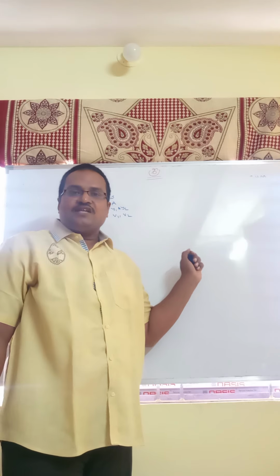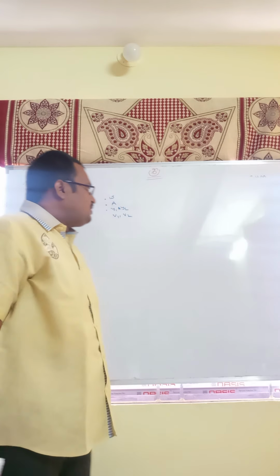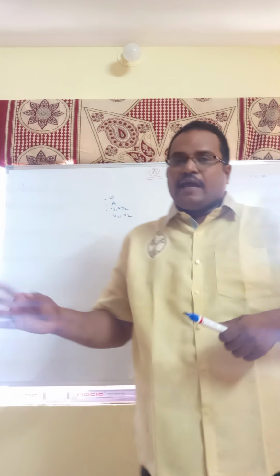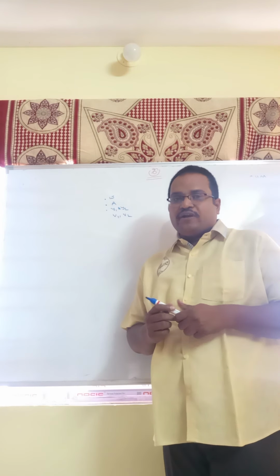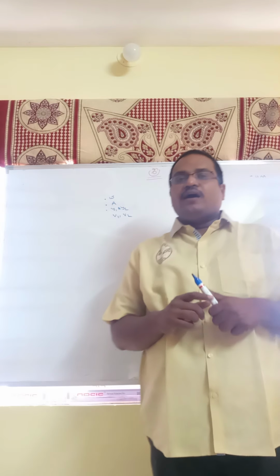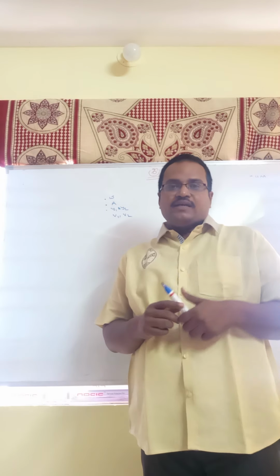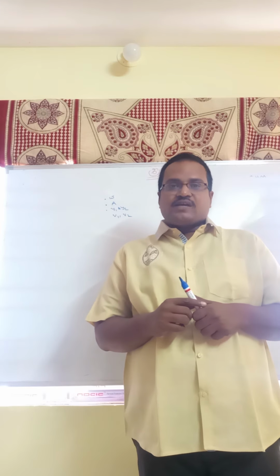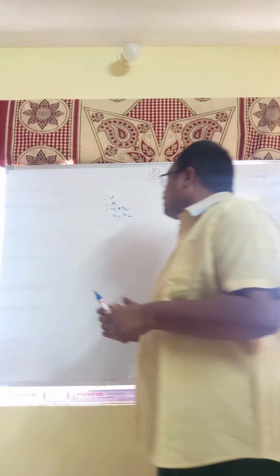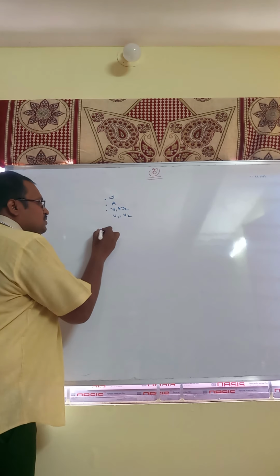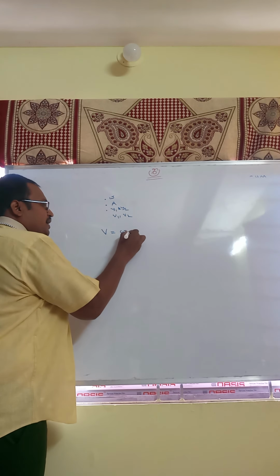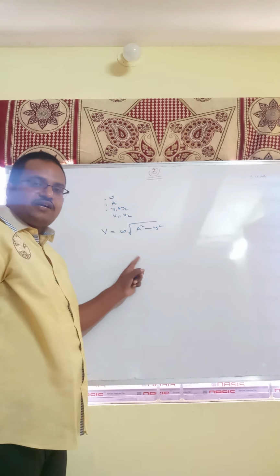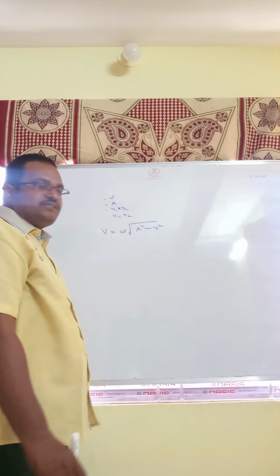Now in this case, how much angular velocity did the particle have? See this one, we have a relation between linear velocity, angular velocity, displacement and amplitude: v equals omega into root over a square minus x square. So we have to apply this formula. This is the instantaneous velocity of a particle in SHM.